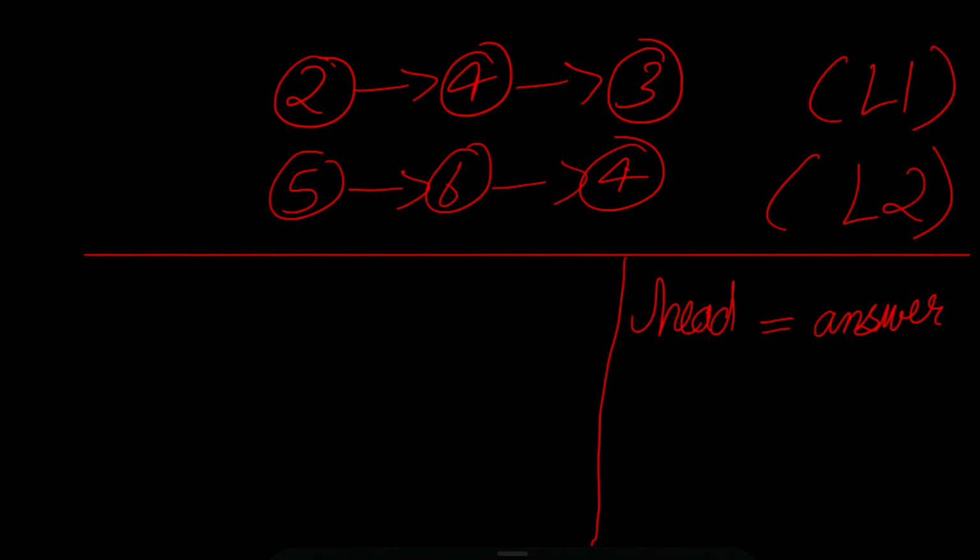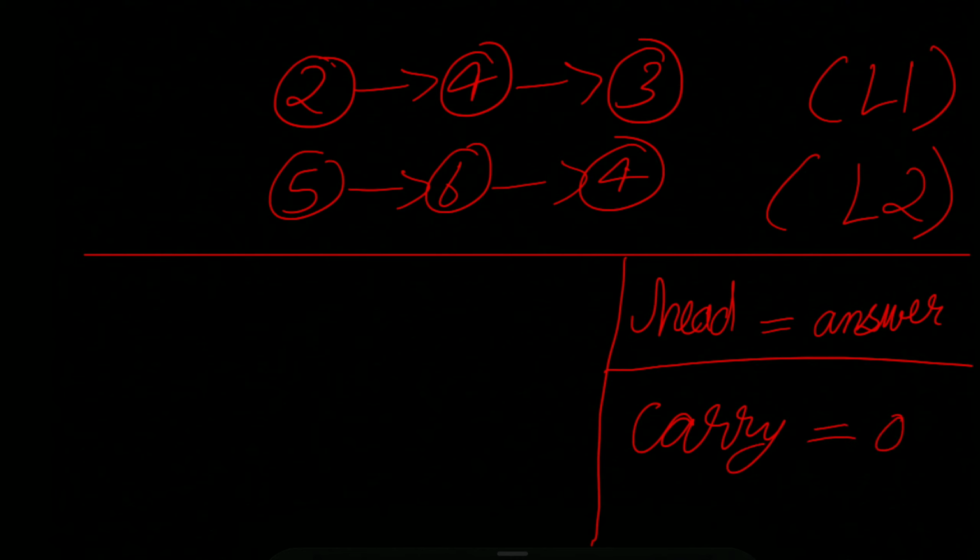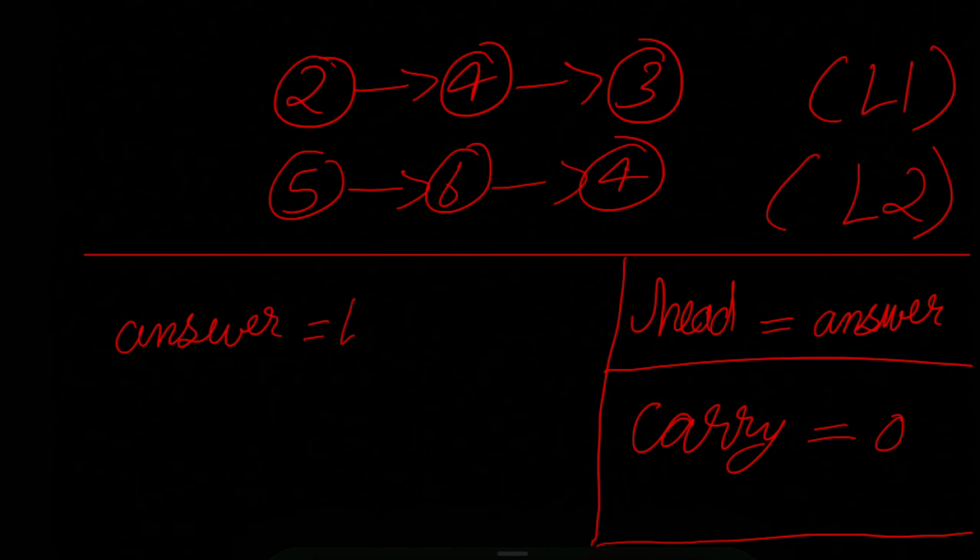After we make head, we need to make a variable called carry. Carry will inform us of the carryovers we have. The default value of carry, let's keep it at 0. So now the carryovers are 0. Now how do we begin? The first thing is we have to make our answer list node. How do we make it? We can just do answer equals ListNode(0).